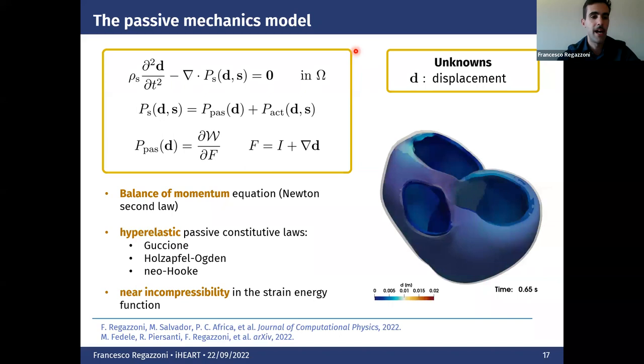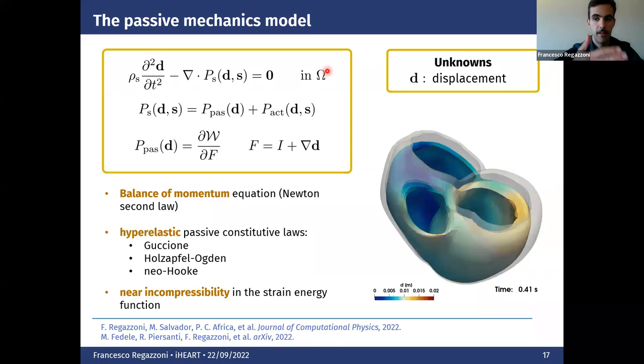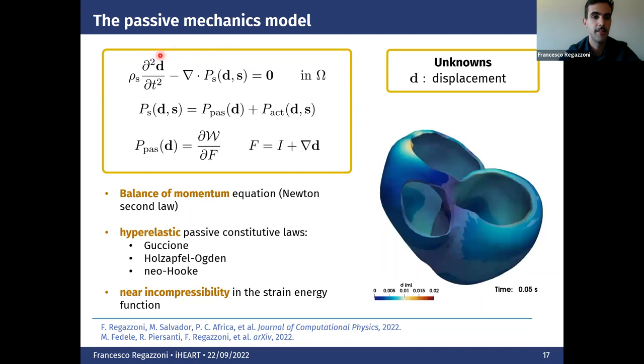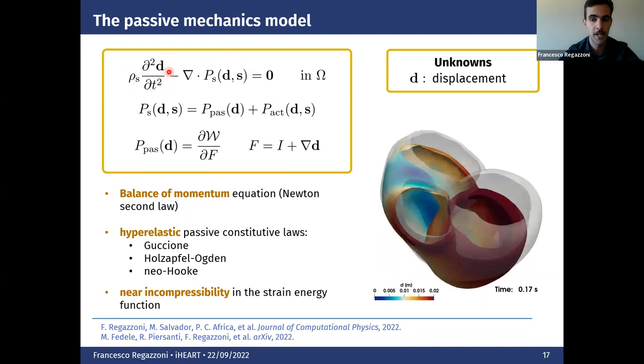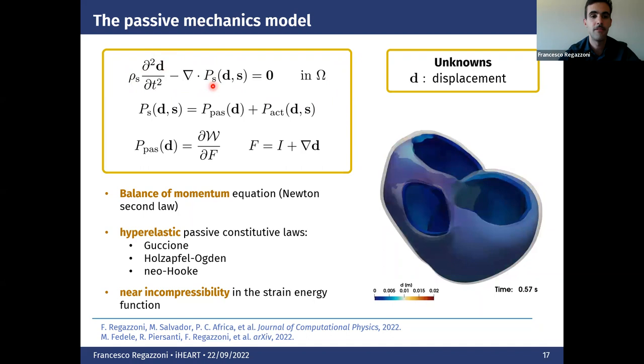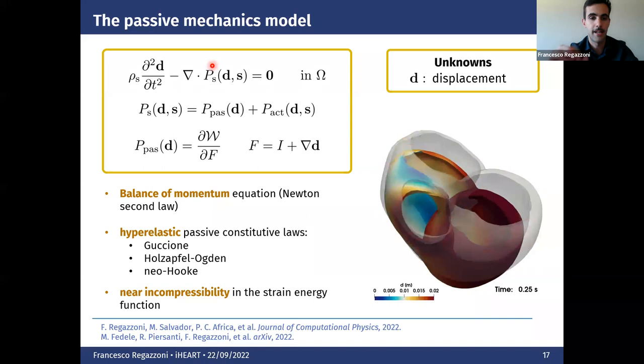So Newton's second law, that I guess you are familiar with: mass times acceleration equals force. And this can be recognized here in this equation. So this is the density, so this is related to the mass. It is the mass per unit volume. Here we have the second derivative of the displacement, that is the acceleration. And here we have the force. So this is the divergence of the stress tensor, that is basically the force that acts at the microscopic level.